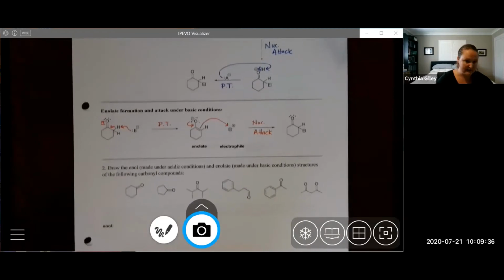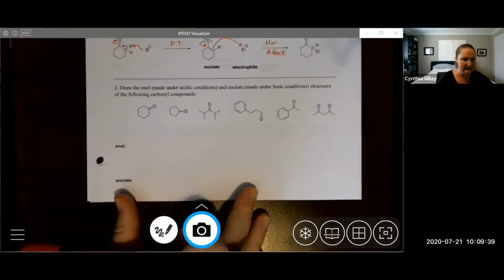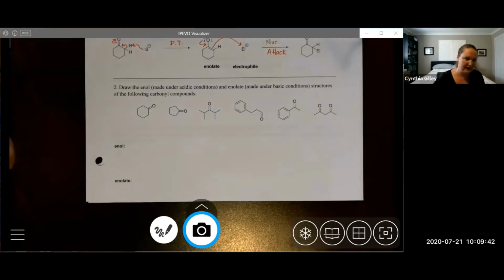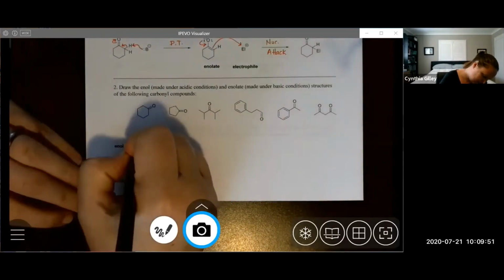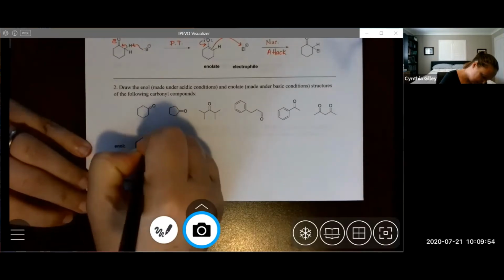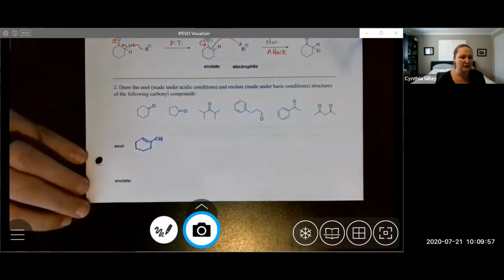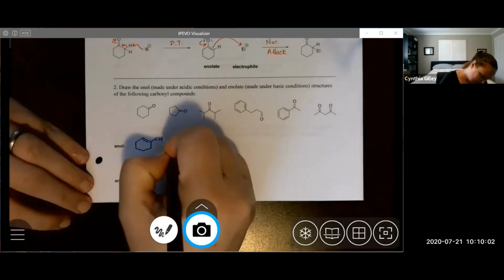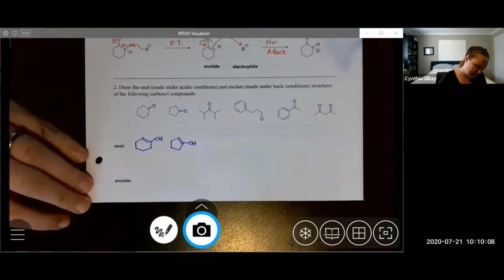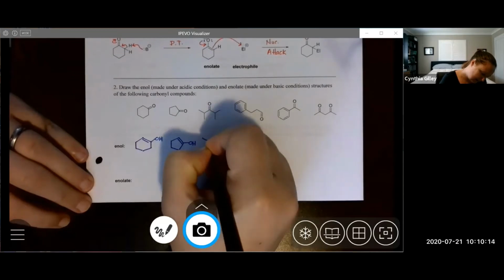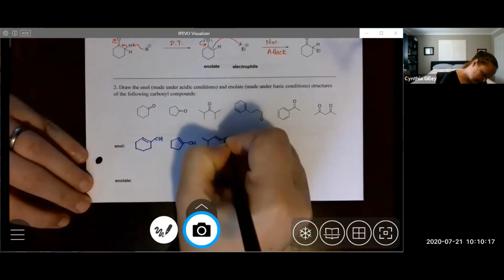So let's practice drawing some enols and enolates. And remember with the enol, we have the alkene and the OH group, and it's neutral. So if we draw an enol here, make sure to draw the alkene and the alcohol part and have it be neutral. So here we would form this enol. So far we've had symmetrical ones, so it doesn't matter. And either way, you could form an enol here.